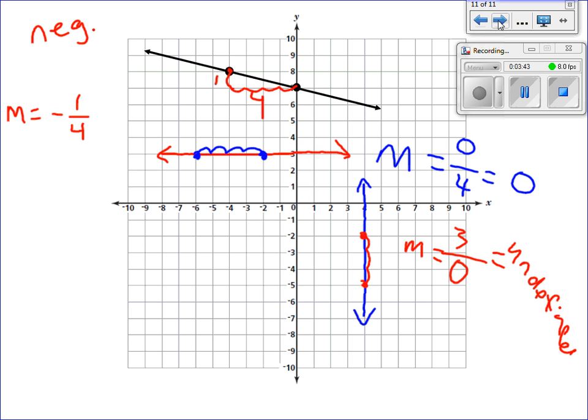That's it. That's what you need to know for tomorrow's quiz. You need to know when a line is positive, negative, 0, or undefined slope, and how to figure out the slope just by counting boxes, just like I just did in this video. Please come in with questions, do the homework.